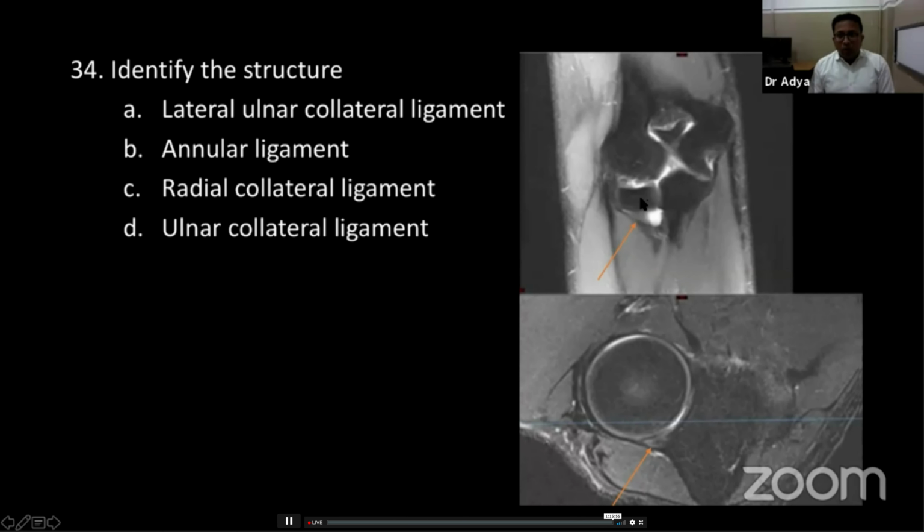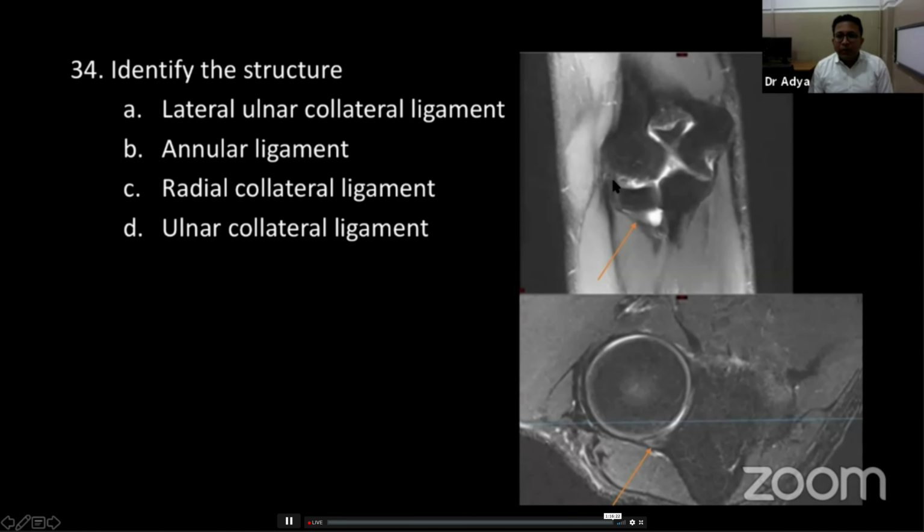Okay. Now, here we are looking at the lateral part of the elbow. This is the head of the radius. The annular ligament will be wrapping around the head of the radius, so that is not the answer. The radial collateral ligament usually blends with the common extensor tendon origin, so it is very difficult to differentiate the radial collateral ligament from the common extensor tendon origin.